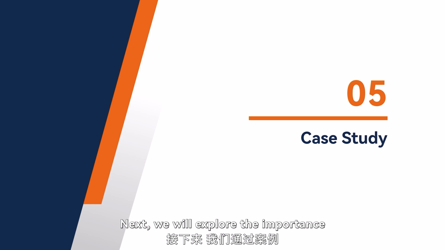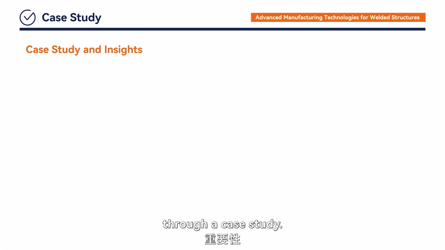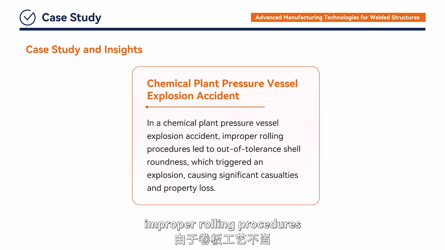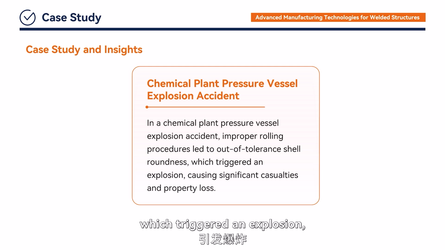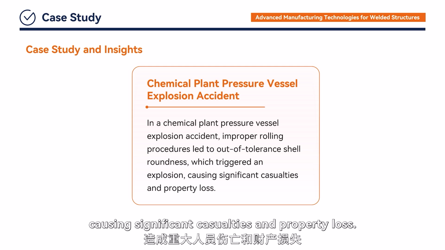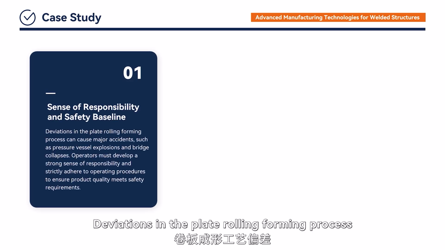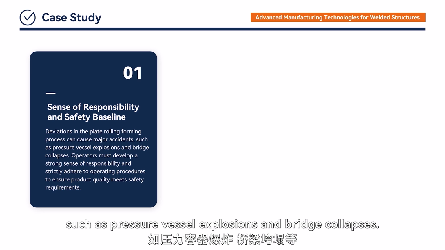Next, we will explore the importance of rigorous operation and accountability through a case study. In a chemical plant pressure vessel explosion accident, improper rolling procedures led to out-of-tolerance shell roundness, which triggered an explosion, causing significant casualties and property loss. Deviations in the plate rolling forming process can cause major accidents, such as pressure vessel explosions and bridge collapses.